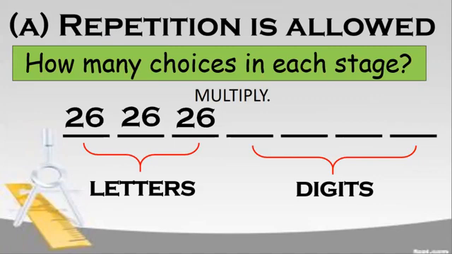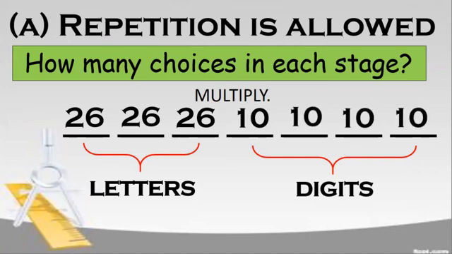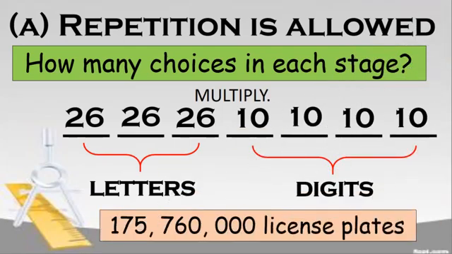Then yung remaining 4 po natin ay para naman po sa digits. So for the digits po, ilang digits ba yung meron tayo? So we will start with 0 hanggang 9. So all in all, we have 10 digits. Kaya po, yung ating choices po for this stage po ay 10, 10, 10, and 10 since pwede naman po siyang maulit. So after po again natin ma-identify yung choices per stages, so i-multiply naman po natin sila. So the answer will be 175,760,000 license plates.